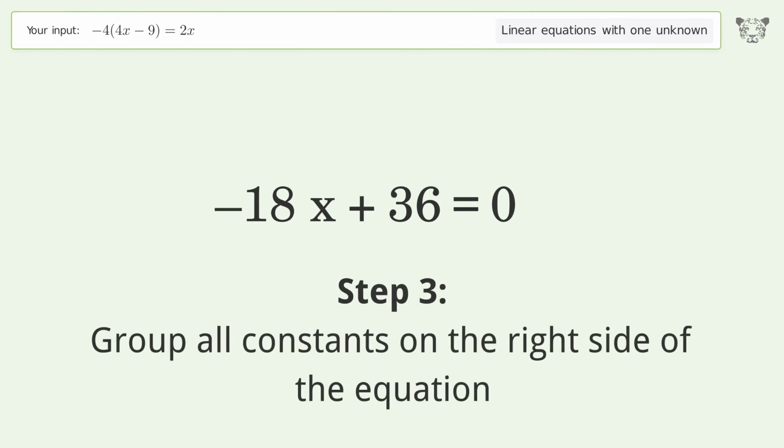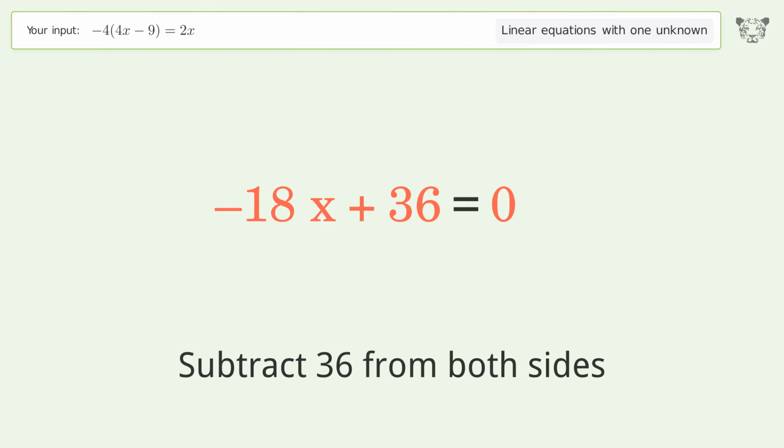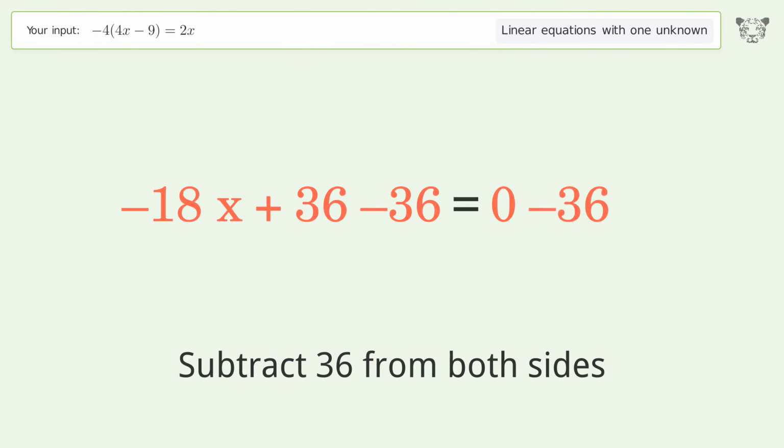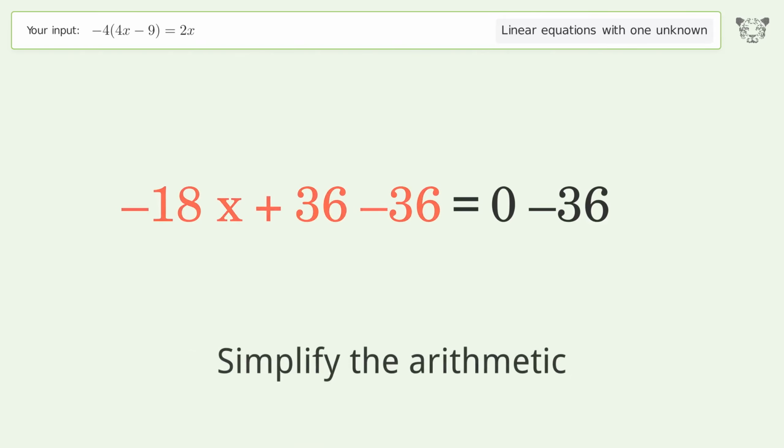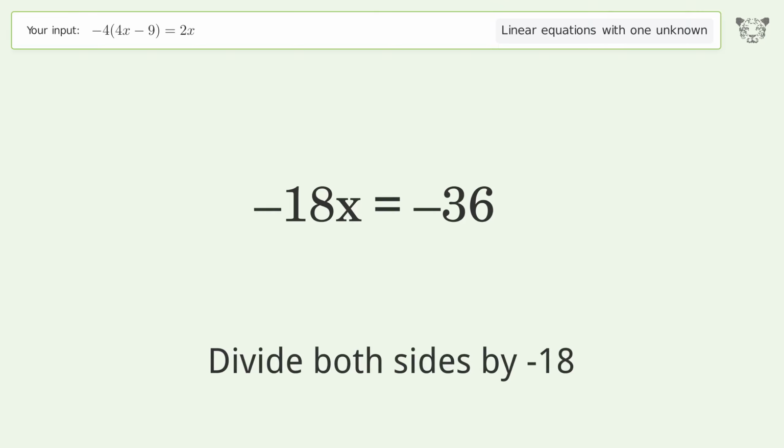Group all constants on the right side of the equation. Subtract 36 from both sides. Simplify the arithmetic. Isolate the x. Divide both sides by -18.